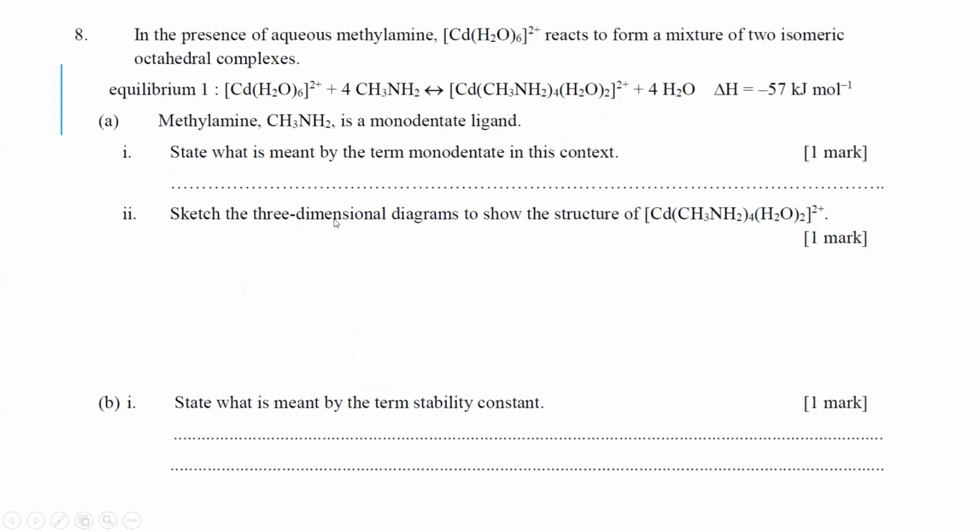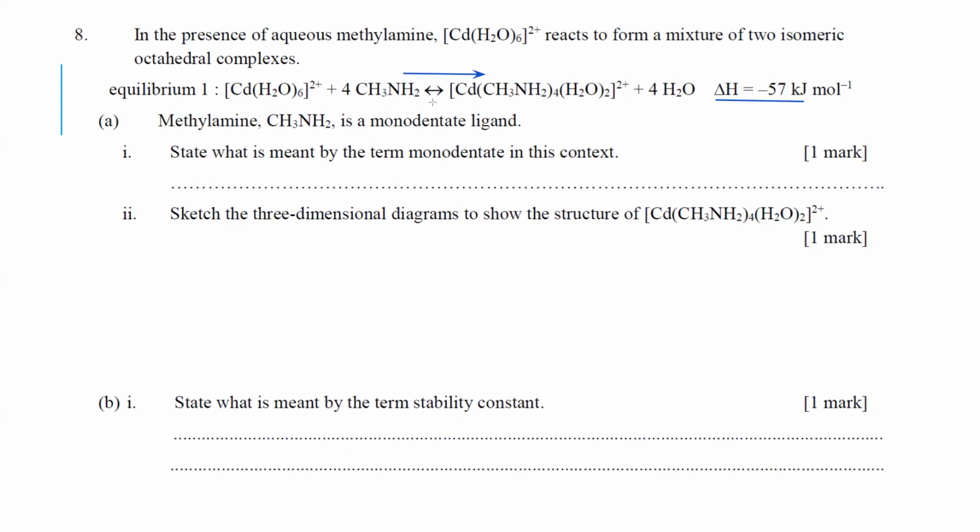Okay, number 8 goes like this. In the presence of methylamine, [Cd(H2O)6]2+ reacts to form a mixture of two isomeric octahedral complexes. So you have [Cd(H2O)6]2+ + 4CH3NH2 gives [Cd(CH3NH2)4(H2O)2]2+ + 4H2O, delta H is negative 57. So the exothermic reaction is telling you that the equilibrium favors the right side of the equation in here. So that means the complex formed is stable.